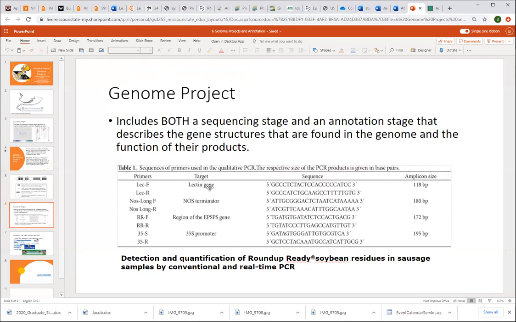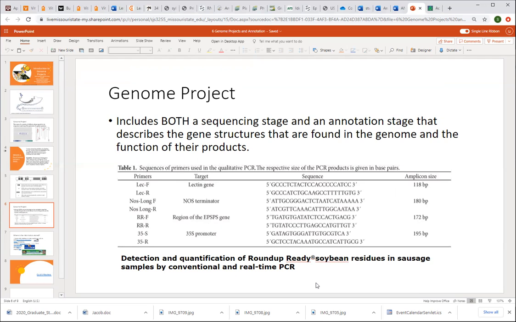So in PCR, you have these primers. When you run electrophoresis after your PCR, you should get about 118 base pairs, 180 base pairs, 172 base pairs. So this is the full length of the DNA strand in relation to these targets. Okay, I know we don't understand what all these are, but you can tell they're like genes. They're parts of the genome for something.